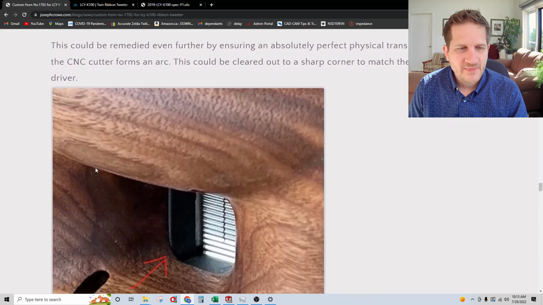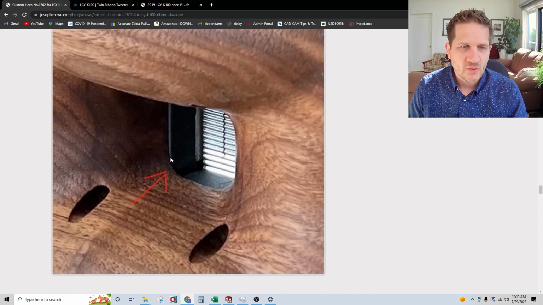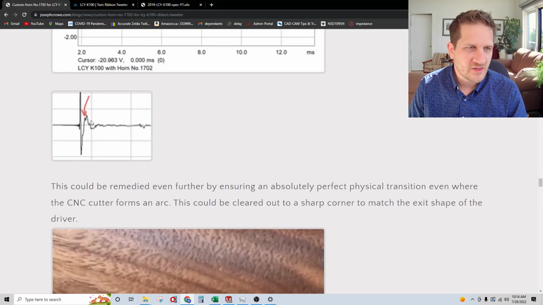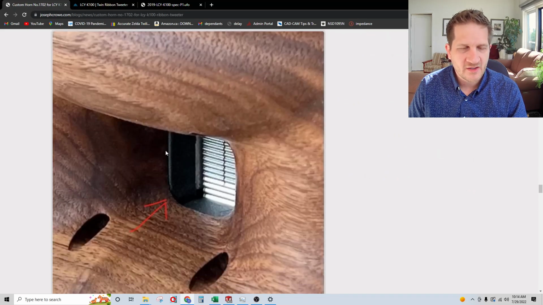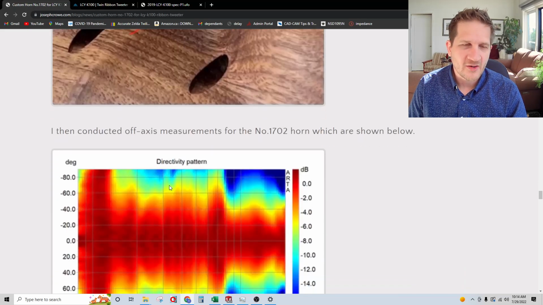Now, this may be related to what I've done here, which is with my ball nose cutter and the CNC machine, I'm not able to get to a sharp corner. And so there is still an abrupt physical transition in the corners. However, it's pretty smooth in the side walls and then to the floor and ceiling of the throat of the horn. And so it still perhaps could be showing up in the step response. Now, it could be taken with a file down to a sharp corner, but I didn't go to that length.